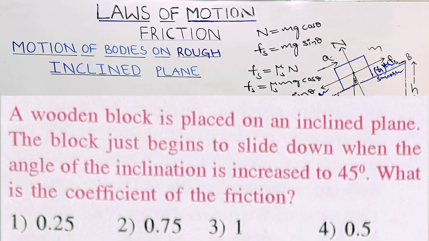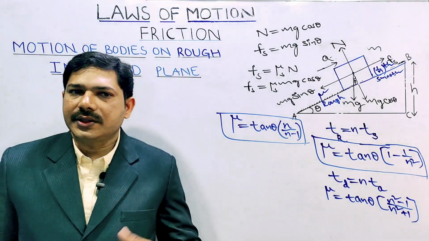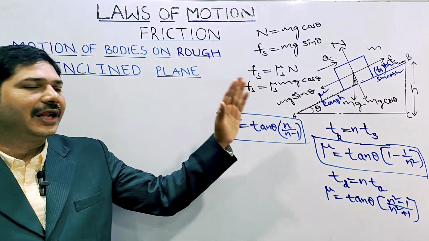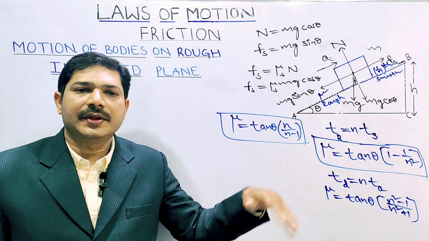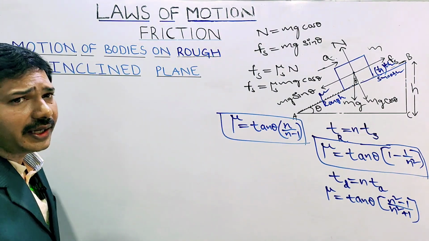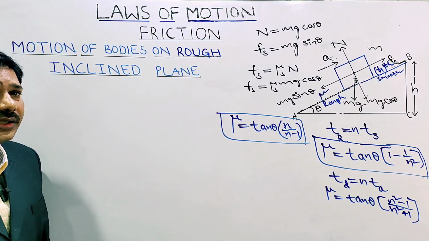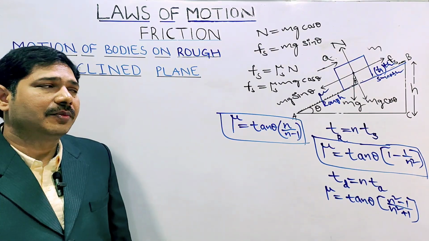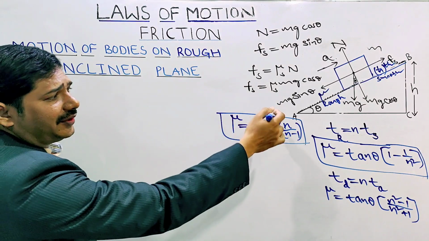A wooden block is placed on an inclined plane. The block just begins to slide down when the angle of inclination is increased to 45 degrees. What is the coefficient of friction? In this question we can observe that the body is ready to slide down whenever the angle of inclination is increasing; the body tends to move. So here, the body is in equilibrium position only, the body is not in motion, it only tends to move. That is why the body is in equilibrium condition.